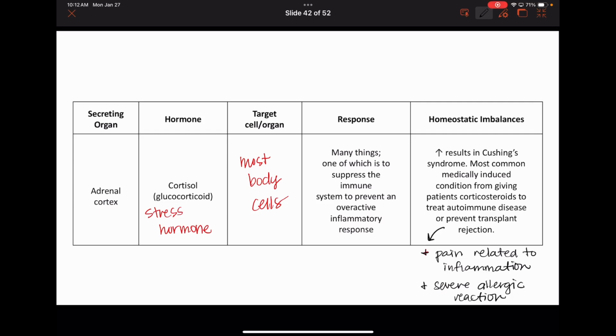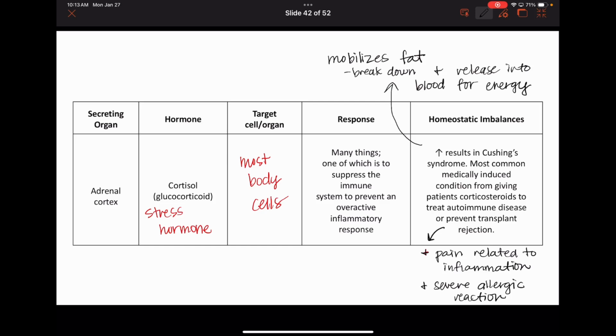Now, one other thing that cortisol does besides suppress your immune system is mobilizes fat. So we talked about this before with growth hormone as well. So mobilizing fat means that we break it down and release it into the blood for energy. So as another energy source.